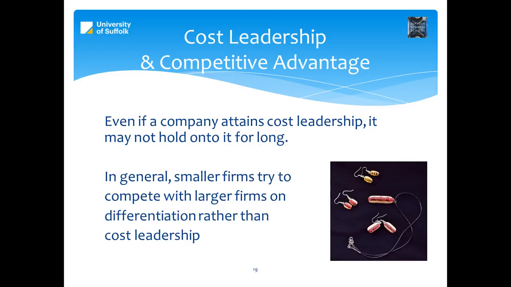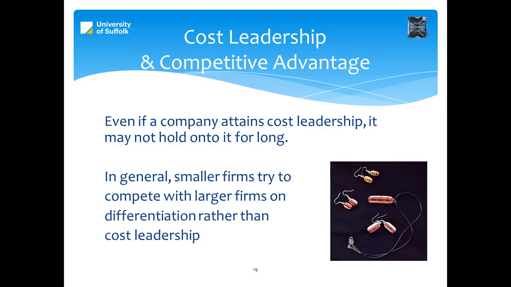I think it's worth thinking that if a company does obtain cost leadership, it may not be held on to for long. Now, net profits can be improved by making a product different rather than being a cost leader, where you sell items for the lowest prices on the market.